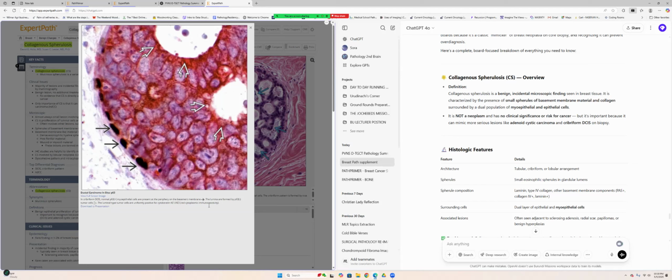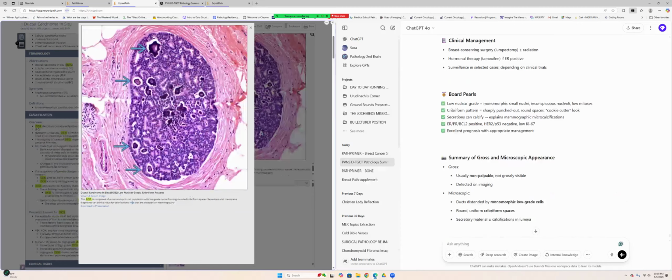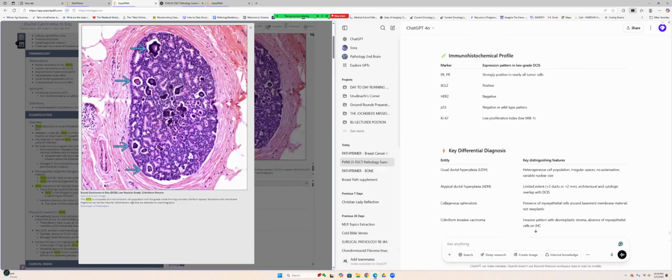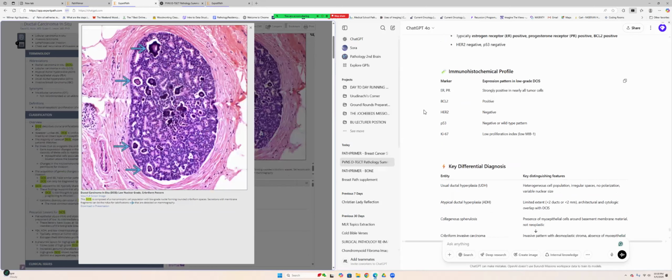So if you do CK7/P63 testing, remember P63 stands for myoepithelial or basal-like cells. So remember that DCIS will lack P63. Let's see if we can find a picture of that. It's going to be negative for P63.